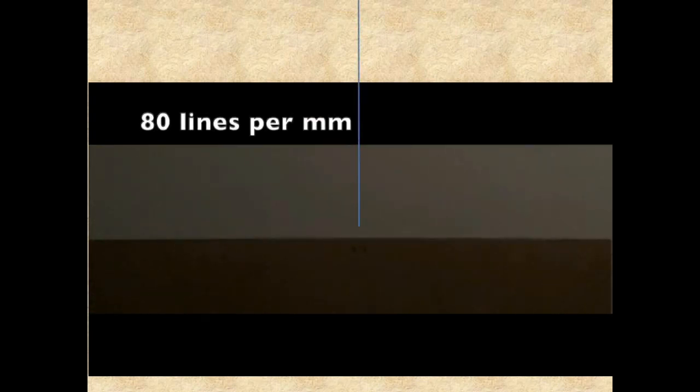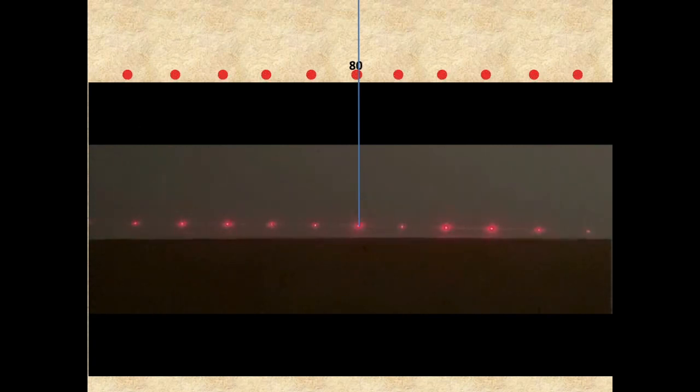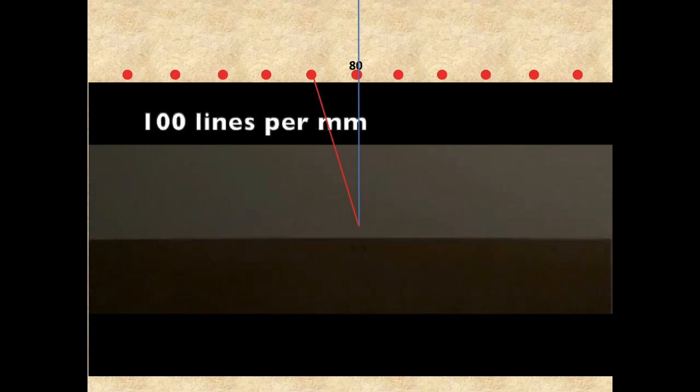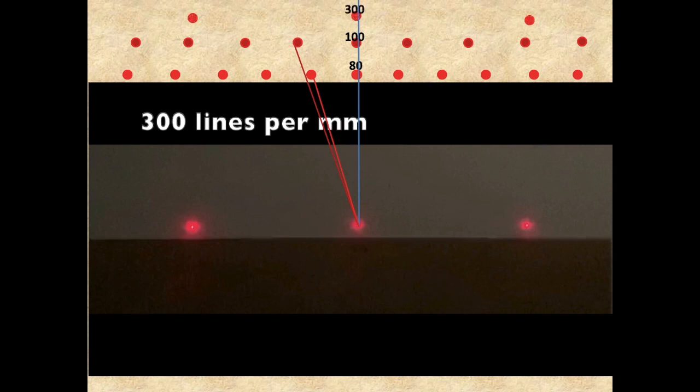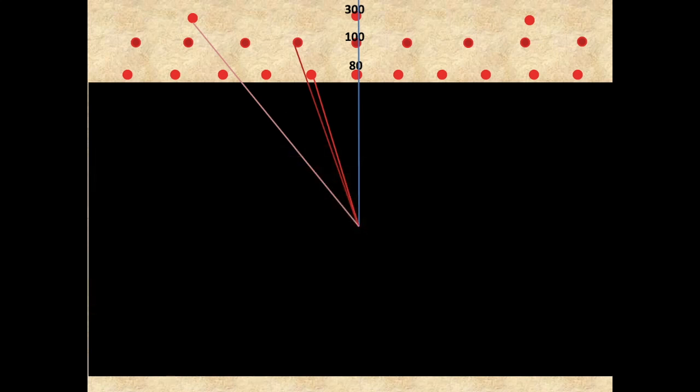That's the central line. Bright fringes as seen with 80 lines per millimeter, angle to the first maximum. With 100 lines per millimeter, angle to the first maximum. With a diffraction grating of 300 lines per millimeter, angle to the first maximum. With 600 lines per millimeter, we didn't see any. Why not?